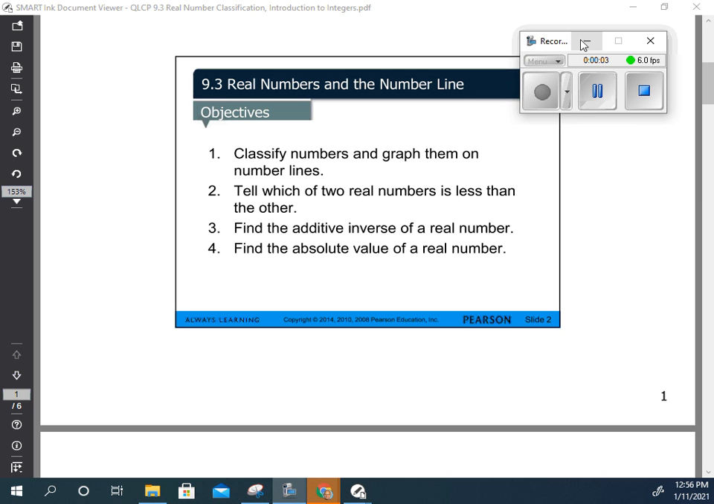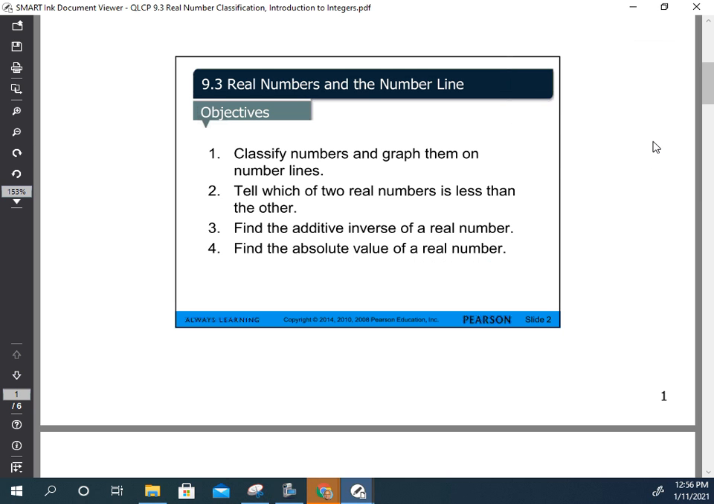So today we're going to look at how to classify a number, compare numbers, work with the opposite, and work with the absolute value. Again, none of these are concepts that are probably brand new for you all. You did them once in Algebra 1, so it's not that you don't know how to do it. You may just need the refresher of how to do it.